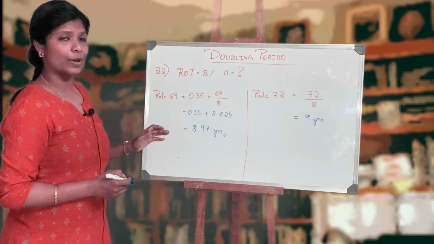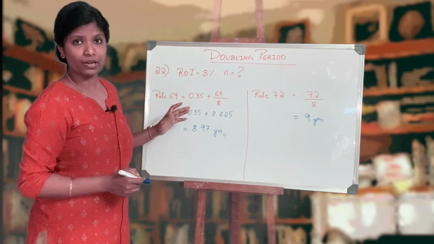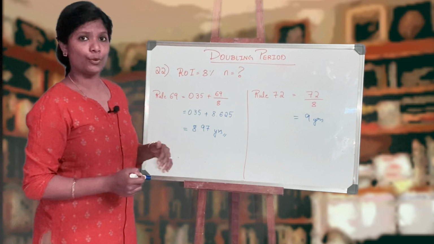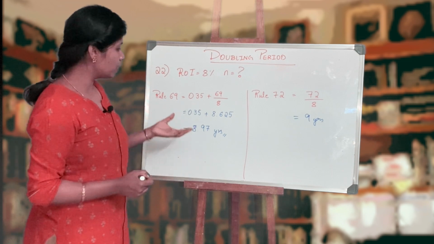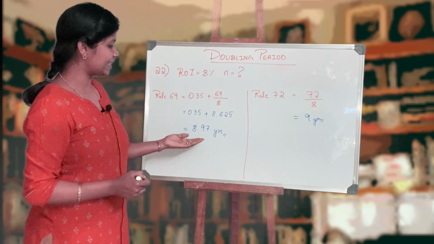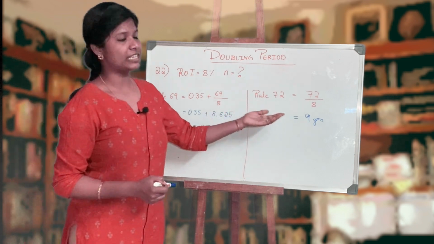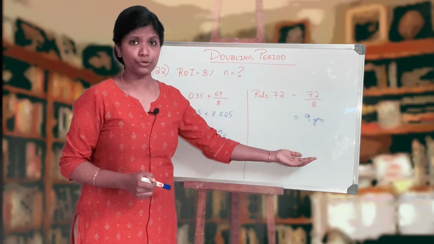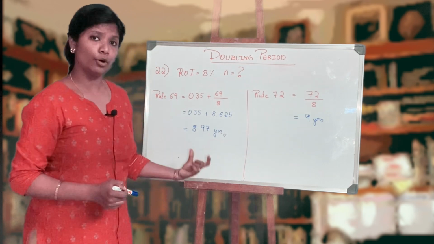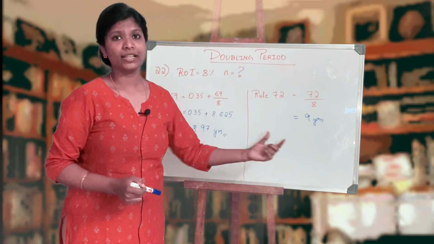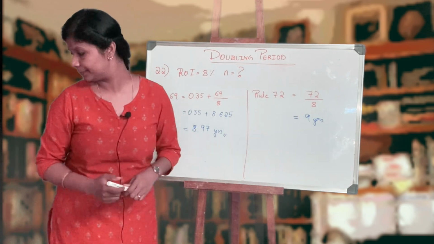So in this question, if you can observe, the amount is not given. It is just asking you at what time period will it double itself. So under Rule 69 it takes 8.97. Under Rule 72 it is 9 years. So again you need to notice this. Under both the rules your answer is the same, 9 years.